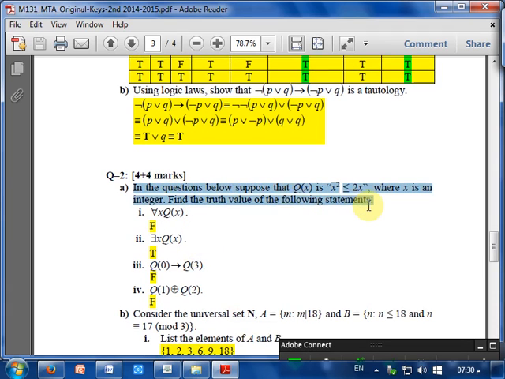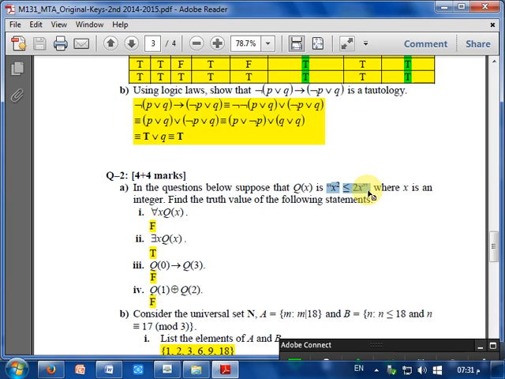Then, in this question, given Q of x is x square less than or equal to 2x, where x is an integer. We'll find the truth values for this. Truth values is either true or false. For all x, Q of x. Whether Q of x is true or false. 0 square is 0, less than or equal to 2 into 0. It is true.